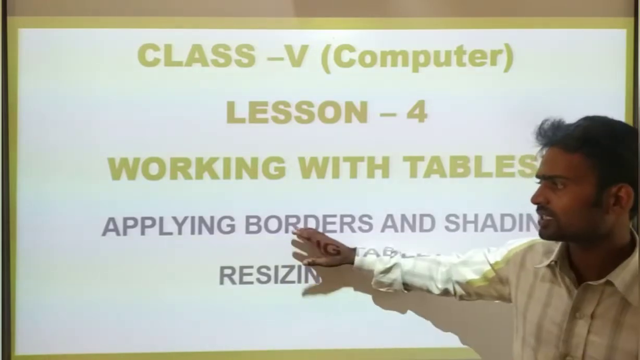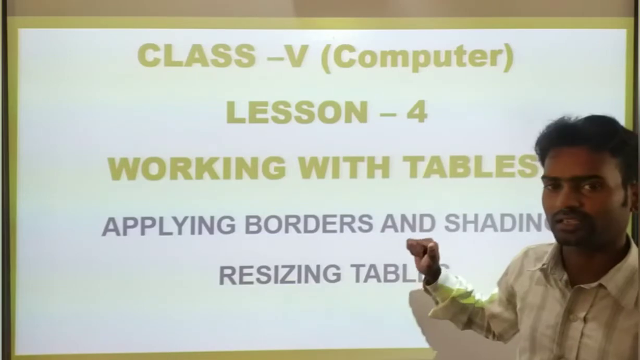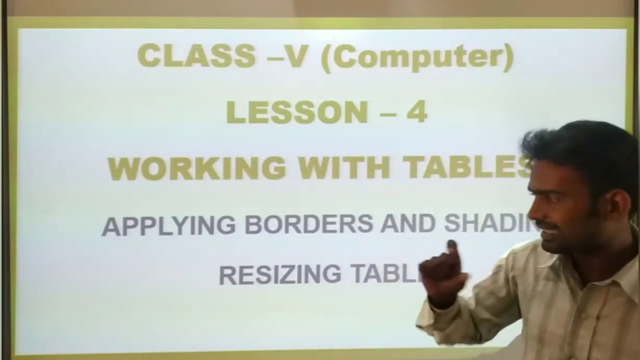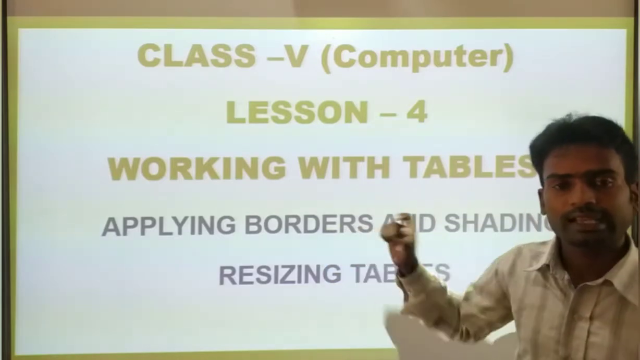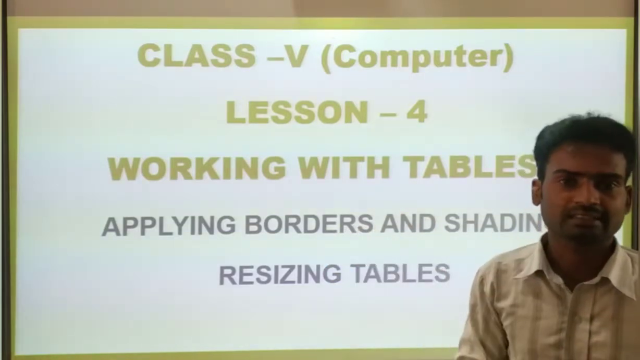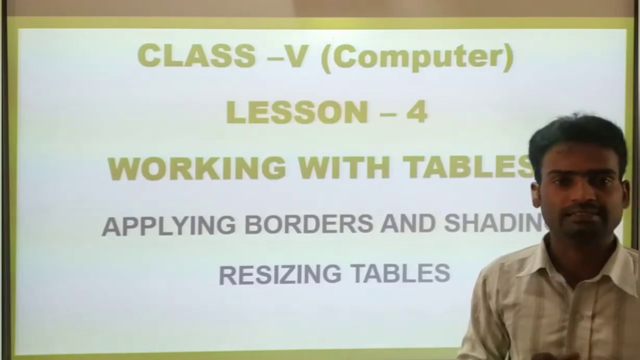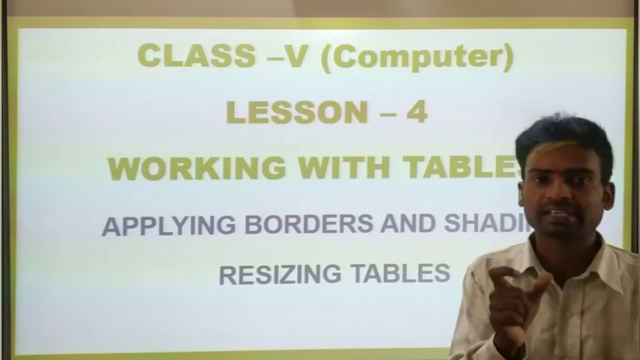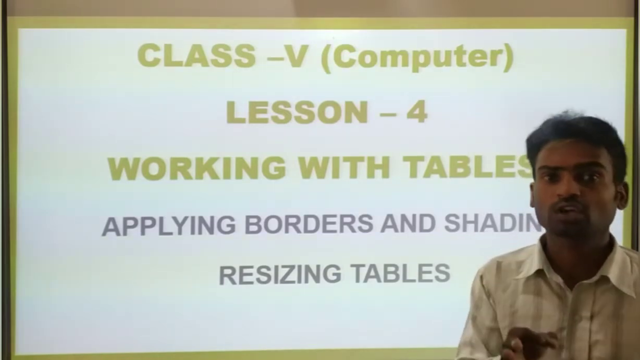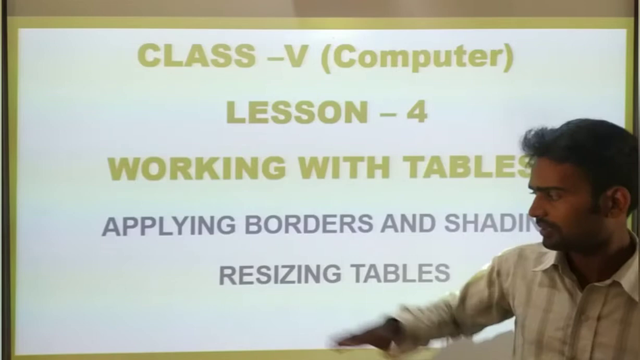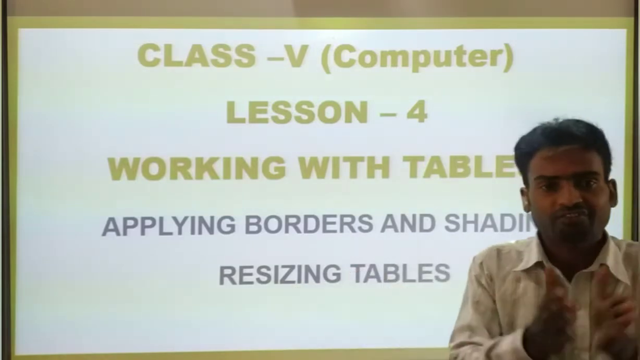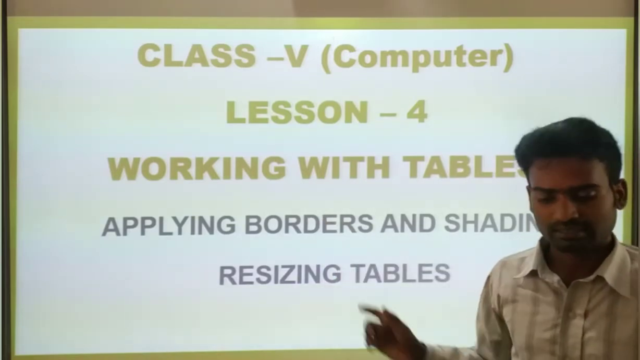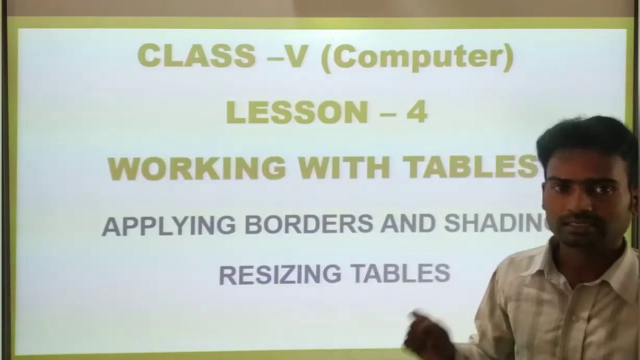So this is very important, applying borders and shading. Why is it necessary? Borders and shading give a very good appearance, a good look for the audience. By using that, we can bring a very good look to the table. And with resizing the table, we can fit it according to the data. So both are very important. Let's learn today with some examples.